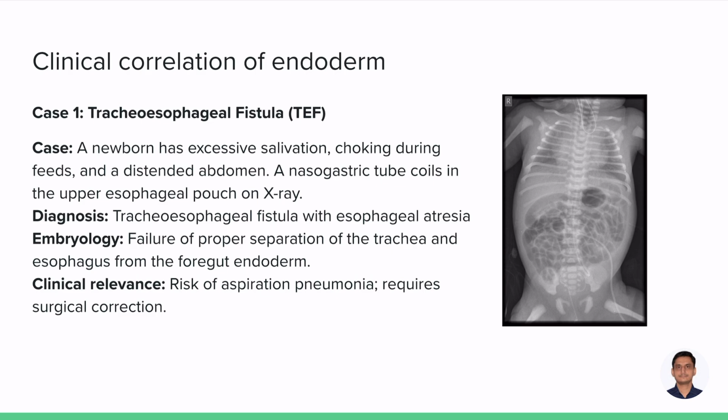Now we are going to discuss a few clinical correlations of endodermal development. Case 1, tracheoesophageal fistula with esophageal atresia. A newborn has excessive salivation, choking during feeds, and distended abdomen. A nasogastric tube coils in the upper esophageal pouch on X-ray.